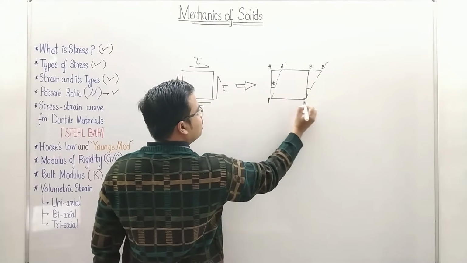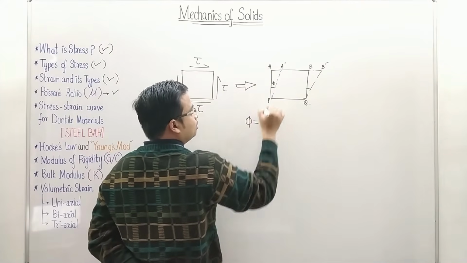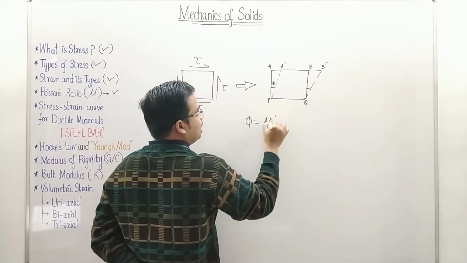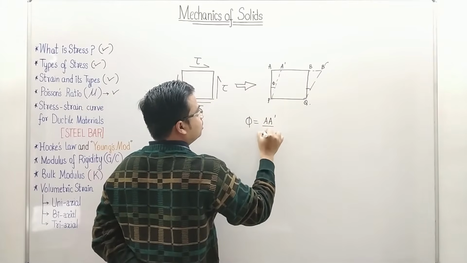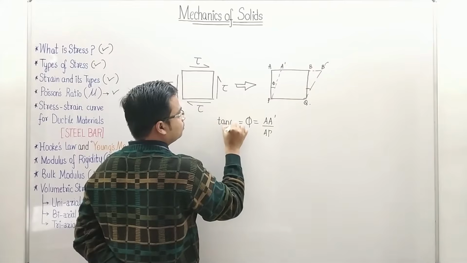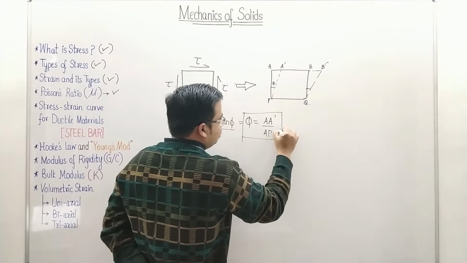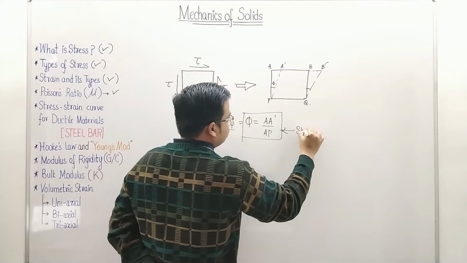Let's say this is P and this is Q. Shear strain is defined as this, that is A dash divided by this, that is AP, which eventually is tan phi. So this ratio is what is known as shear strain.